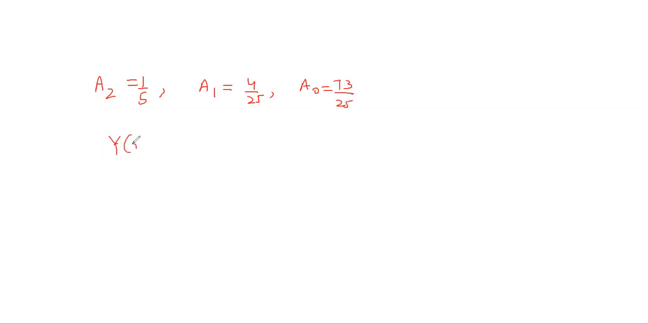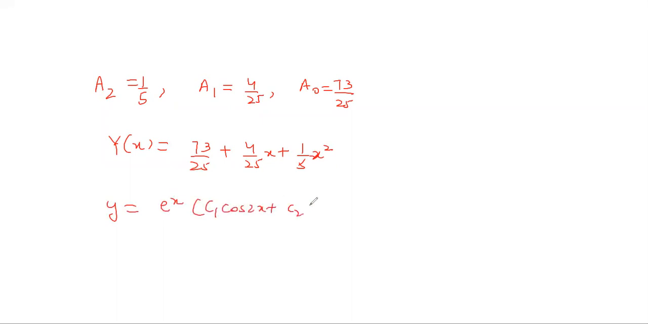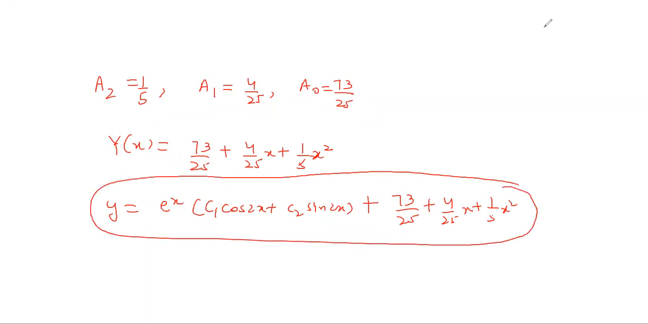So when I get that, the particular solution is the constant term plus A1x plus A2x square. So my general solution of the non-homogeneous differential equation is e raised to power x, c1 cos 2x plus c2 sin 2x. This is the general solution of the homogeneous plus this particular solution, right? So that is the complete answer to this question.